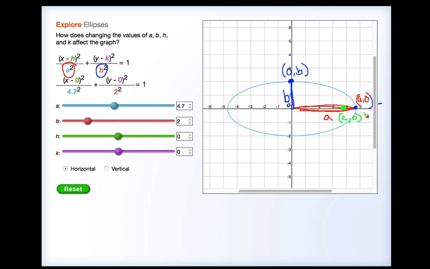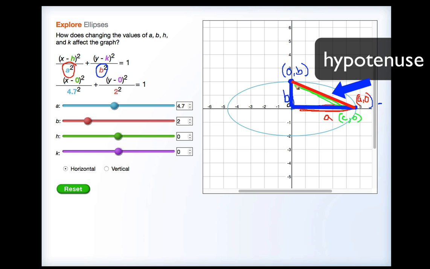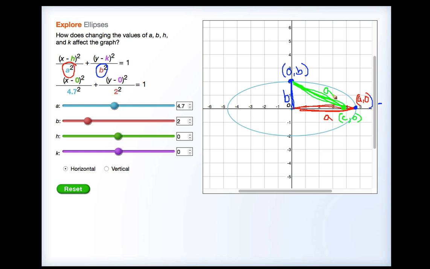Now, this is important because, just in case you're not given this particular point, this focus C is important because when you draw a line from this focus C to your b, this hypotenuse is the same length as your major axis, from your center point to the major axis vertex. So this a is equivalent to the hypotenuse, the line made from your focus to your minor axis vertices. So that's important.